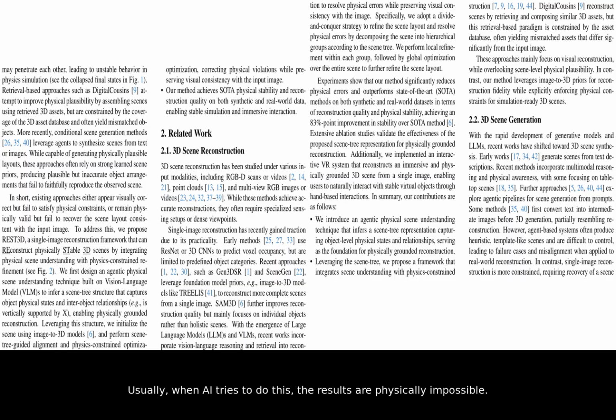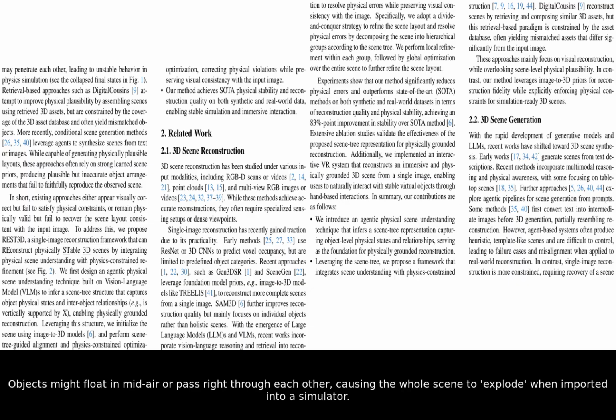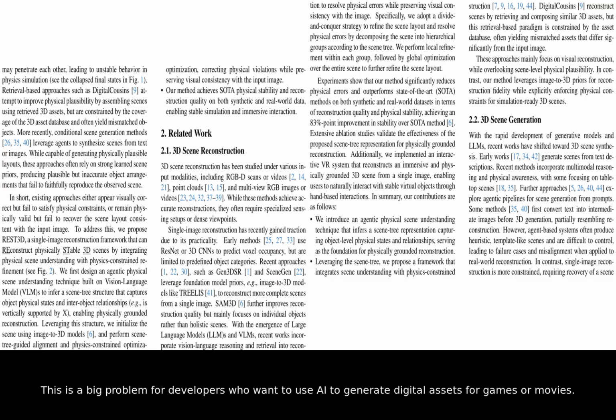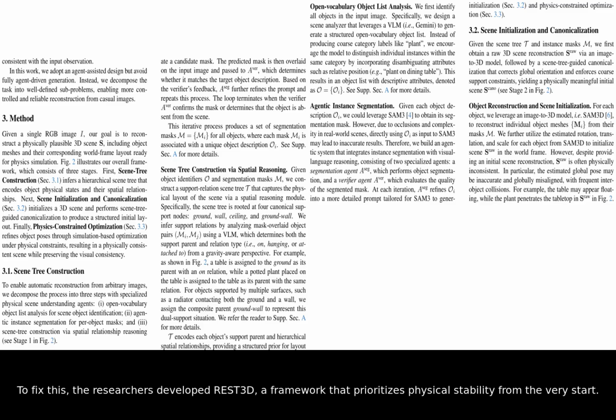Usually, when AI tries to do this, the results are physically impossible. Objects might float in midair or pass right through each other, causing the whole scene to explode when imported into a simulator. This is a big problem for developers who want to use AI to generate digital assets for games or movies. To fix this, the researchers developed REST3D, a framework that prioritizes physical stability from the very start.